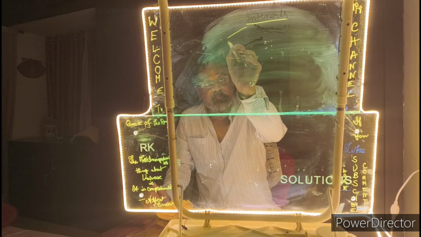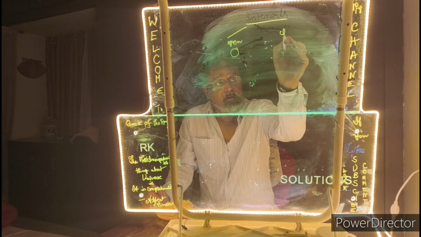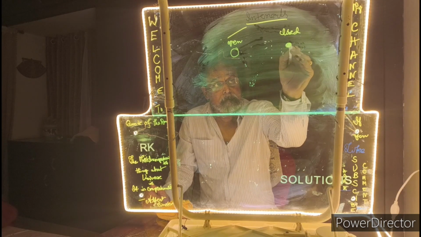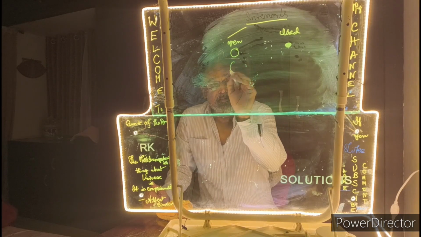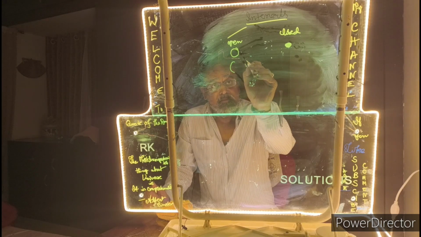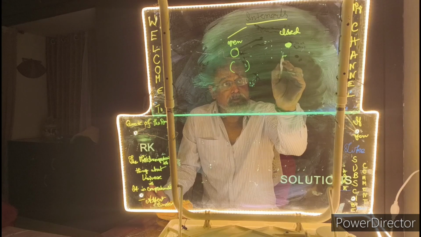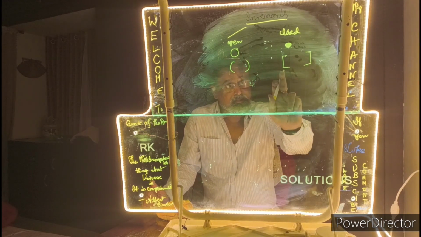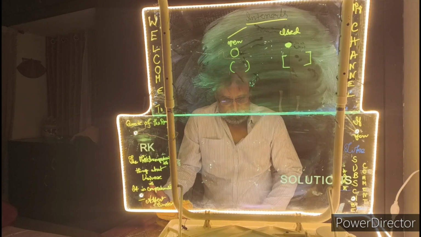Intervals are of two kinds: open, closed. The open interval is represented by this symbol. This closed interval is represented by the square. This is the ordinary brace, this is the square.